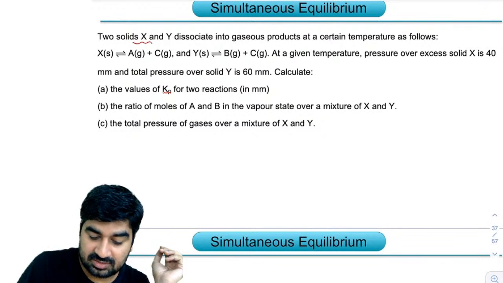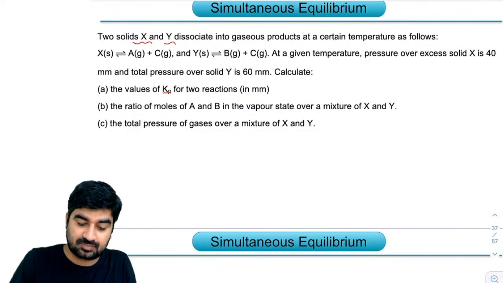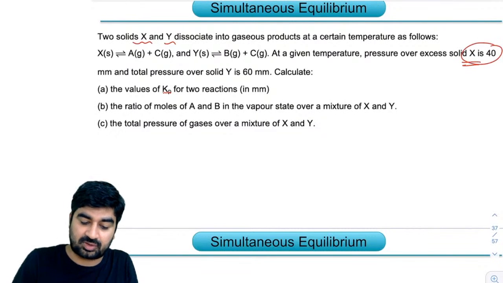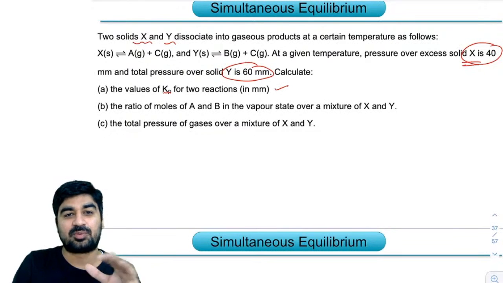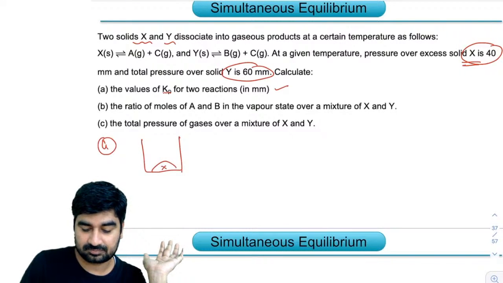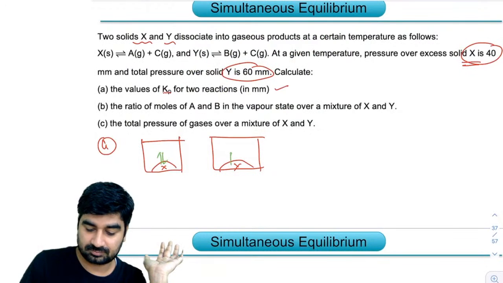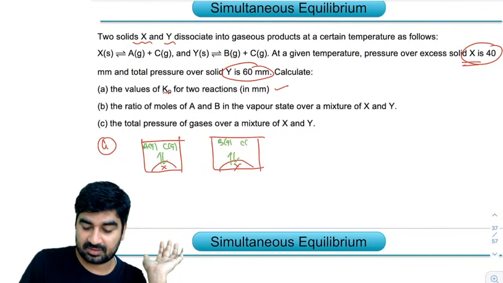So guys, we have two solids X and Y that dissociate into gaseous product at a certain temperature. The pressure over excess X is 40, over excess Y is 60. So right now it is saying that both are present in different containers. So in the A part, this is X, this is Y, and this X is giving you A gas and C gas. This is giving you B gas and C.